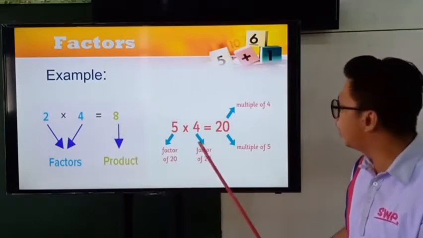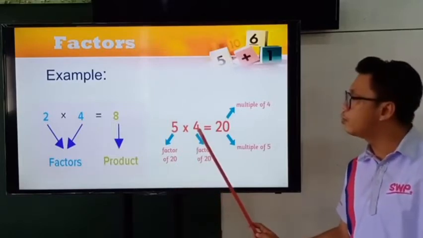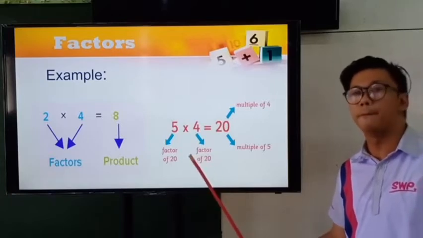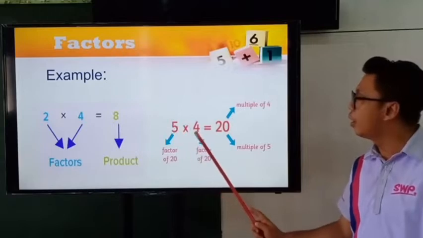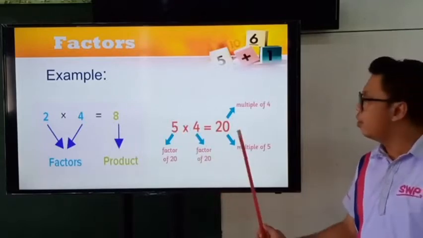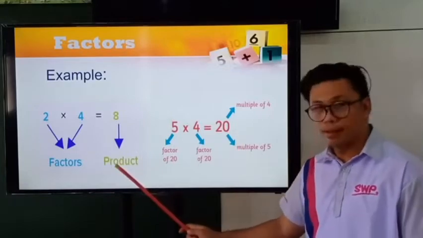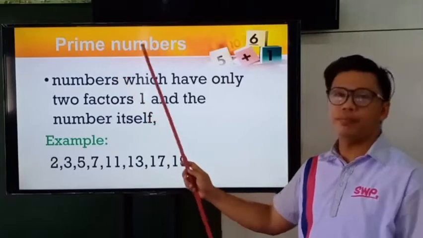So we have here another example. 5 times 4 equals 20. What are our factors here? Very good. Our factors are 5 and 4. And what do we call this 20? We call it the product.